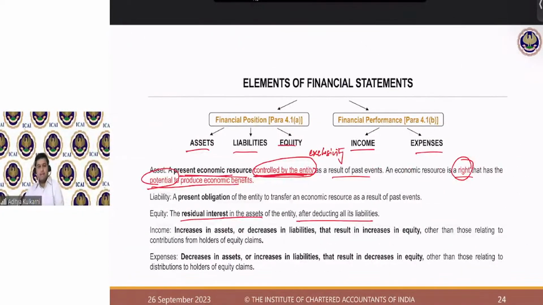What is an asset? An asset is a present economic resource controlled by the entity as a result of past events. An economic resource is a right that has the potential to produce economic benefits. याद करो, ये हमने पढ़ा था. We had studied this somewhere. When did we study? I think we studied it in September or October, right?